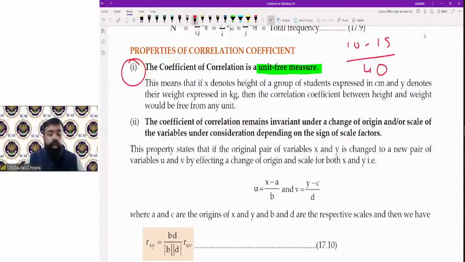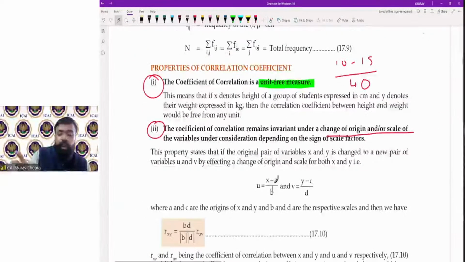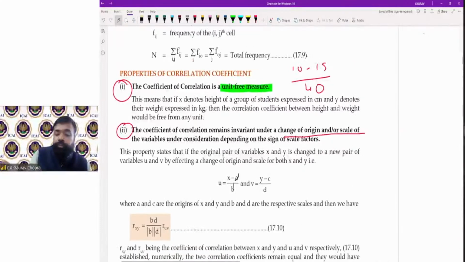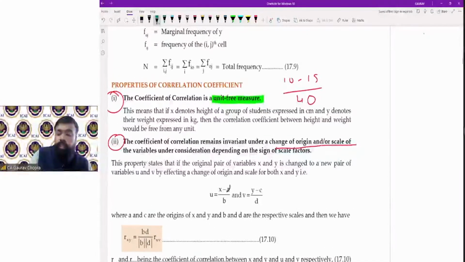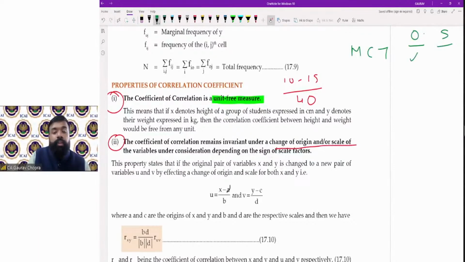Then the next one: the coefficient of correlation remains invariant under a change of origin and scale of the variable under consideration. Now correlation पे change of origin and change of scale दोनों का effect नहीं होता है. We have covered this topic in 2-3 chapters. हमने discuss किया था central tendency में. So in central tendency, we had discussed change of origin and change of scale, दोनों का effect होता है.